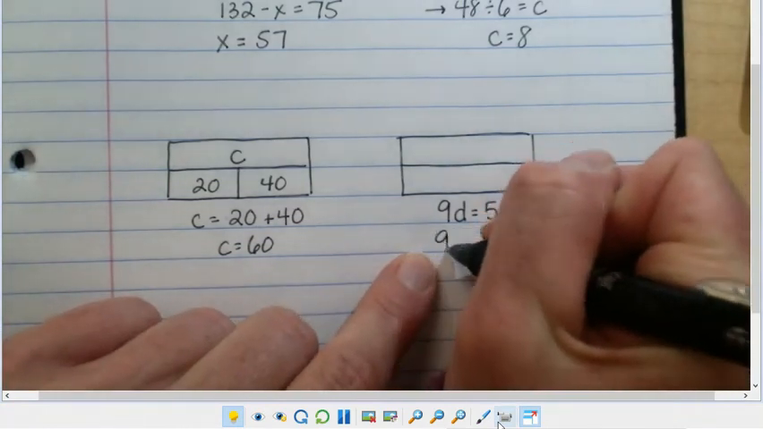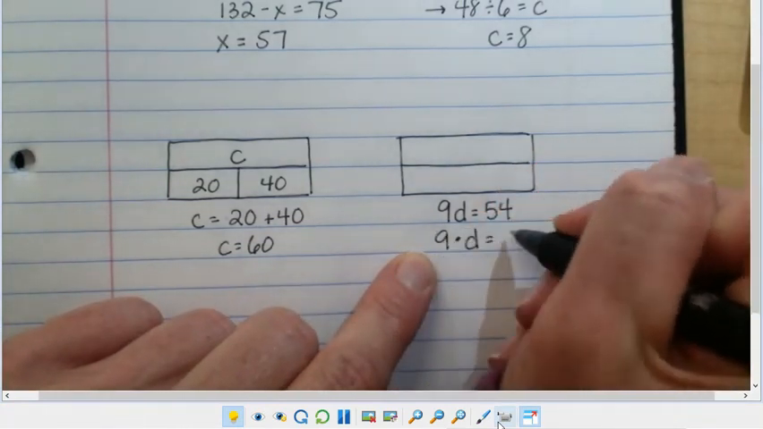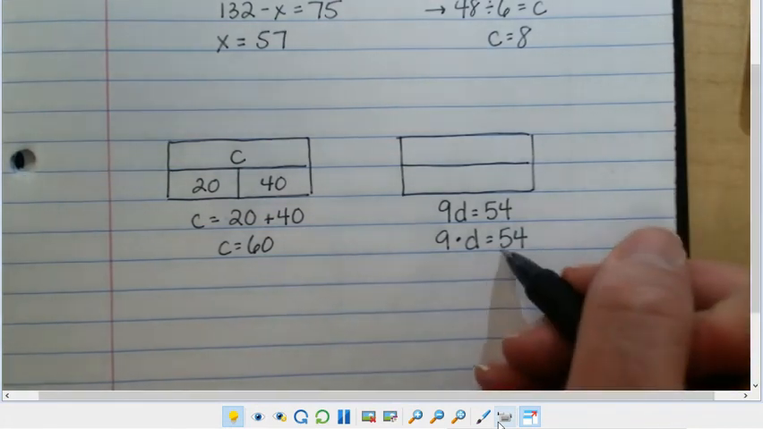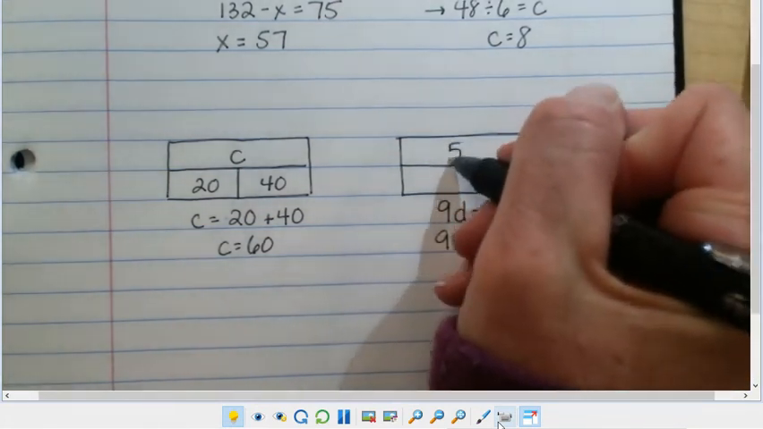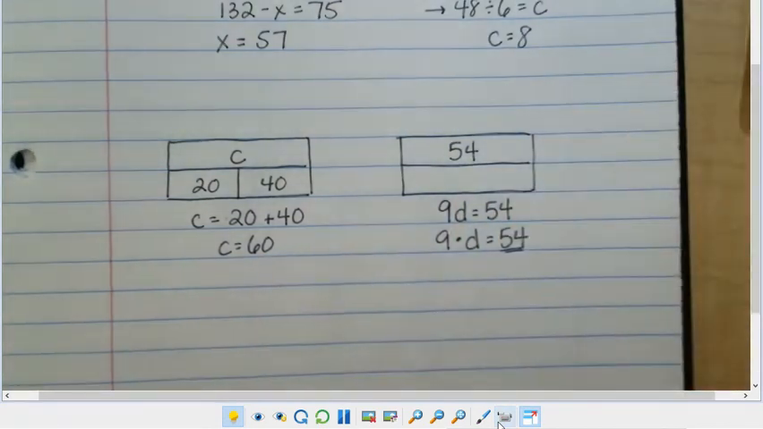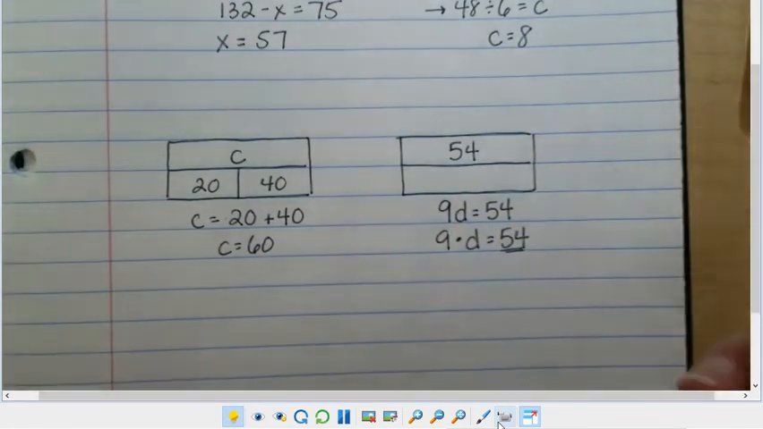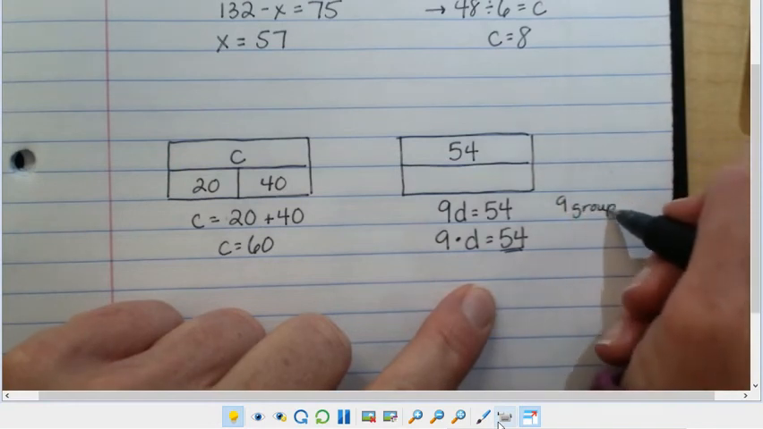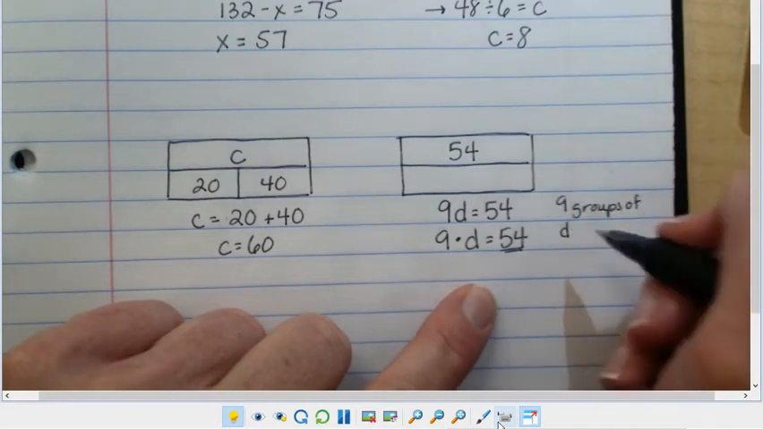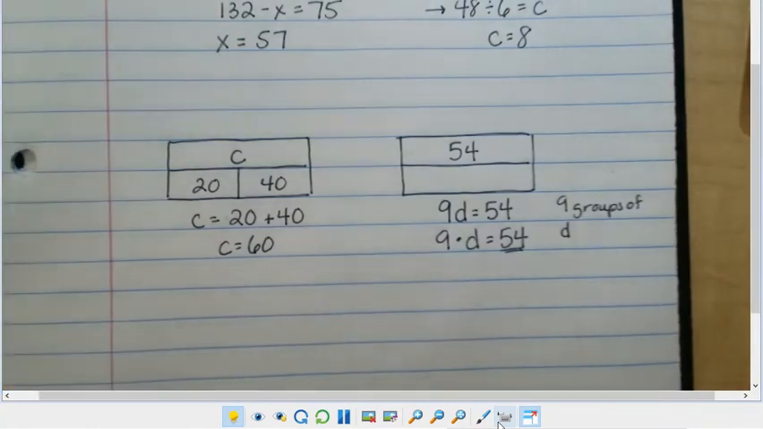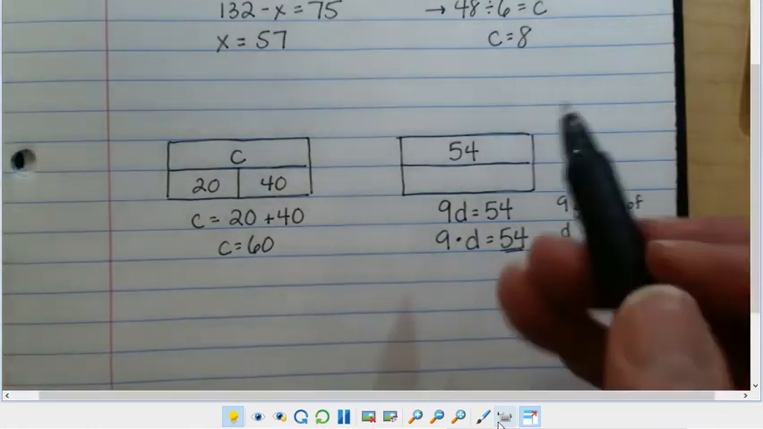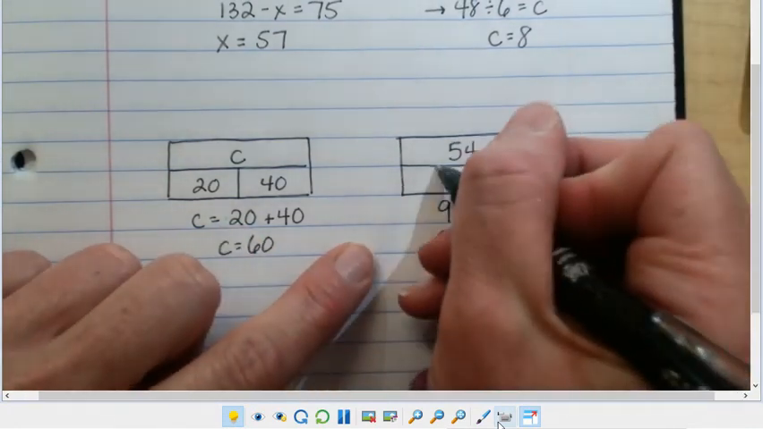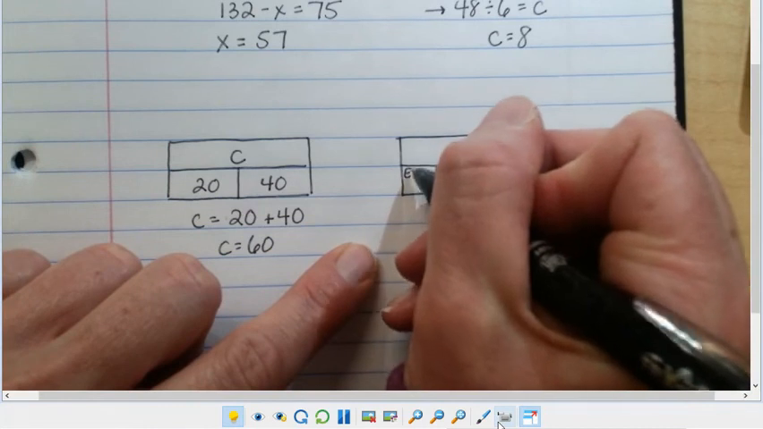So I know this is equal to 9 times D equals 54. So I have to figure out first what my total is. Well, that's my 54. And because I'm multiplying, remember, it's groups of. So this is 9 groups of D, or D groups of 9, but the D groups doesn't help me divide my groups. So I would have 9 total groups here. I'm going to draw my each box here. You didn't have to. You could have drawn your 9.